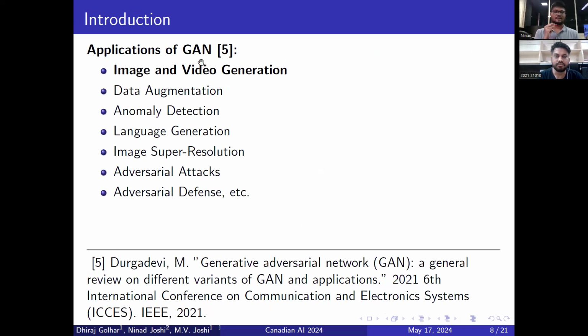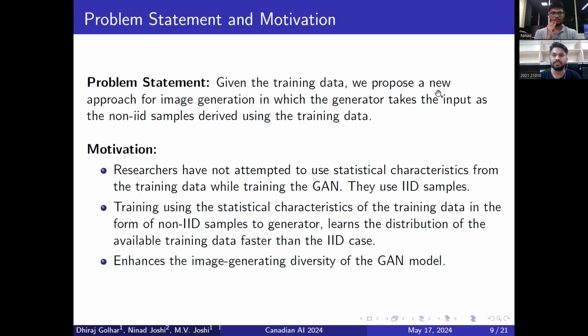Now coming to the applications of GAN, the first thing that comes to my mind is image generation. And in doing so, we can also do video generation. Since nowadays in machine learning, we require ample amount of data, for that, we can produce more artificial data with the help of data augmentation, which uses GAN. And nowadays, many fraudulent activities happen. So in prevention of that, we can use anomaly detection. And other areas in which GAN is used are language generation, image super resolution, adversarial attacks, and adversarial defense. Now, I'd like to request my colleague to take over.